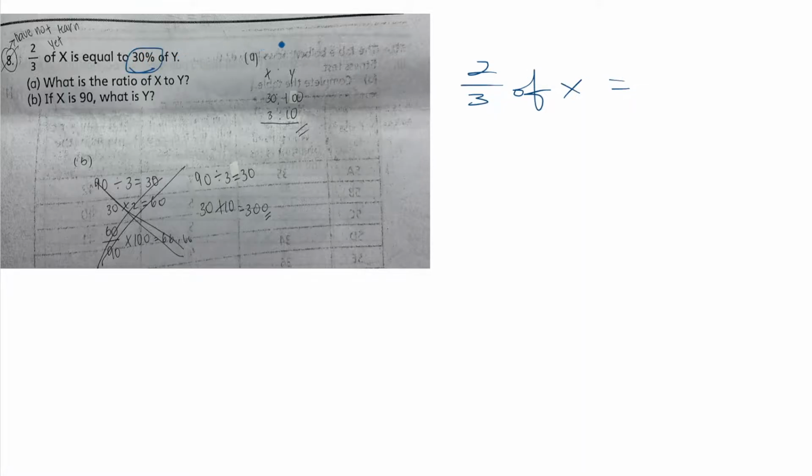I said before, when you see a percentage like that, you can convert it into what? Fraction. And if you convert 30% into a fraction, you have 3/10 of y. So what does this mean? It means that if I were to draw a model, 2 out of 3, 1, 2, this thing here is equal to this thing here.